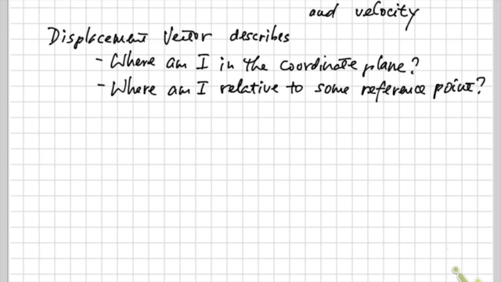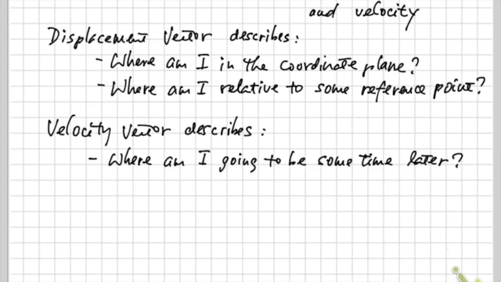So a displacement vector generally describes information like where am I in the coordinate plane in relation to the origin, for example. Also, it can be used to describe where am I relative to some reference point, and generally that is where I'm starting from. Whereas a velocity vector would describe information like where am I going to be sometime later. Okay, so let's use an example to illustrate these differences.